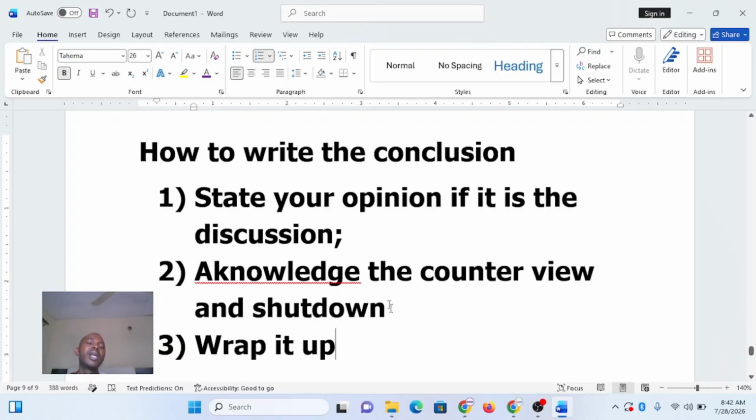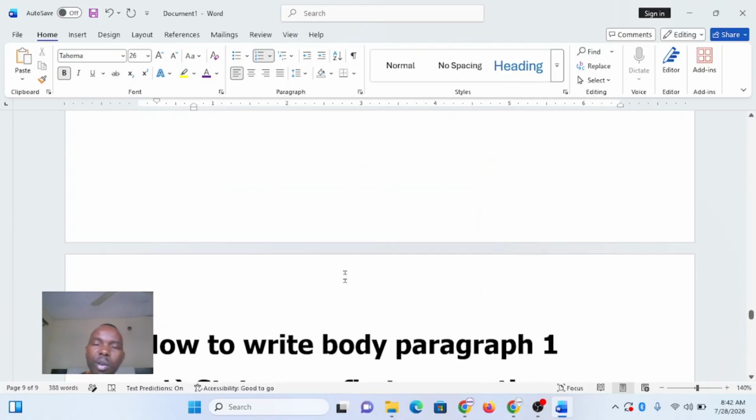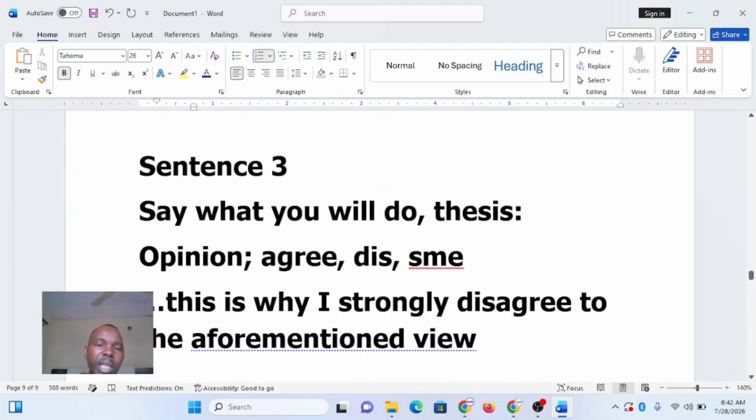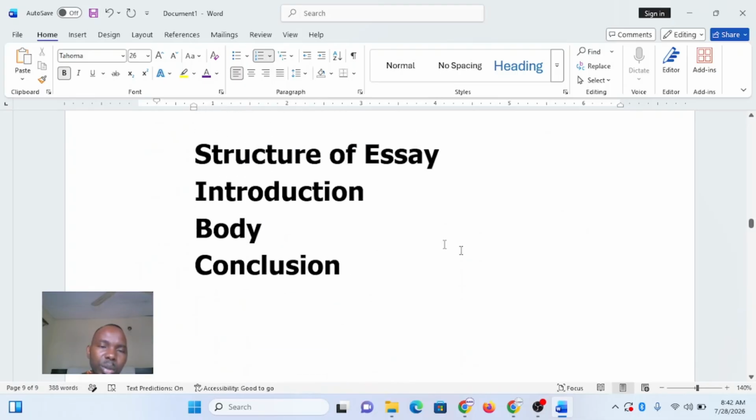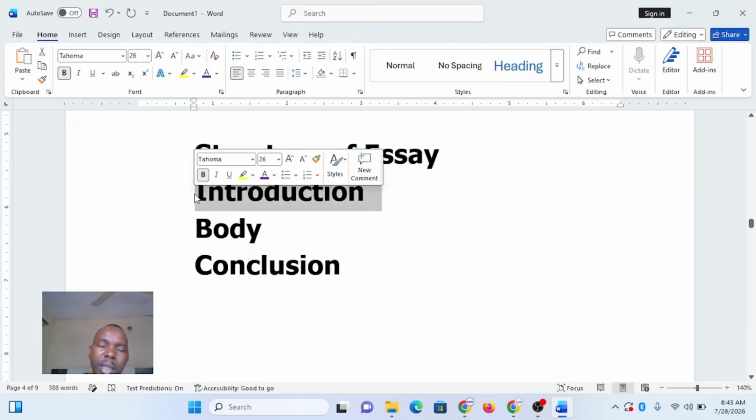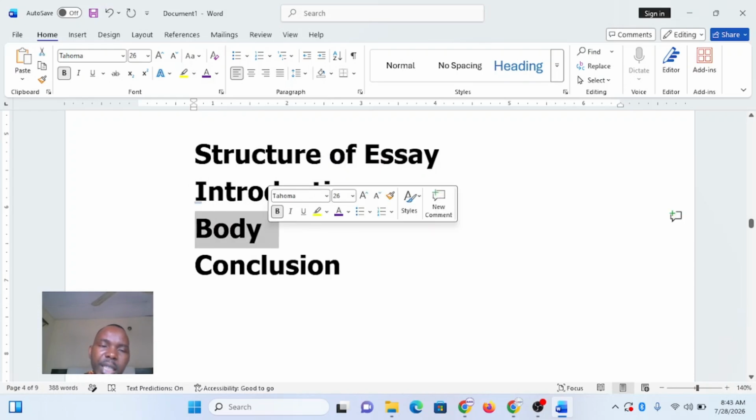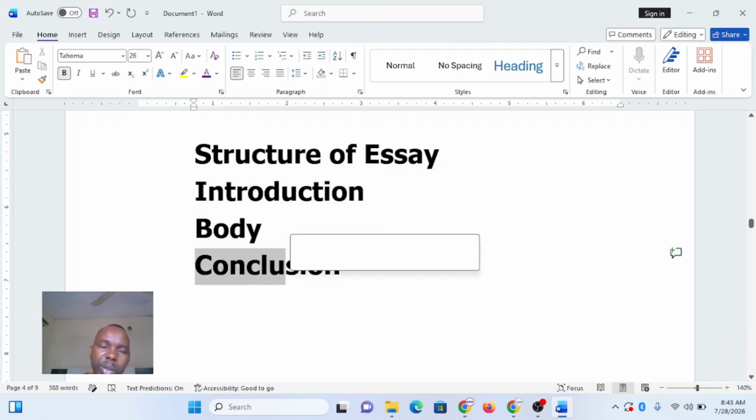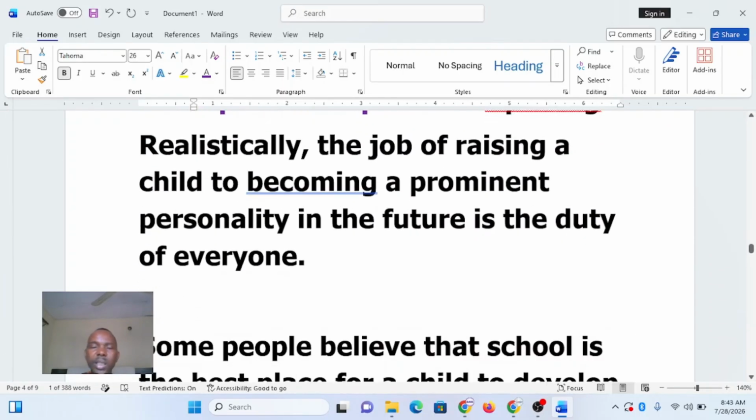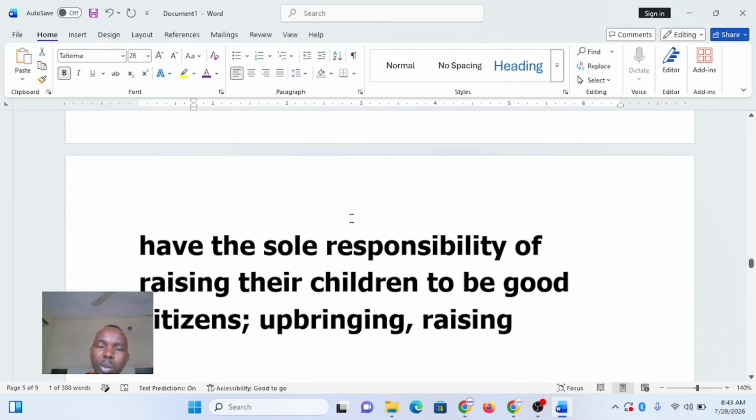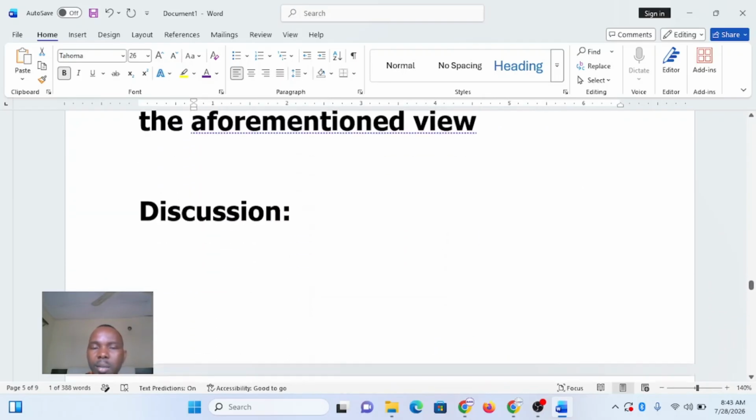So this is the structure of essay writing. The essay will have three structures or three compartments. The first is the introduction. This is where you convince the examiner that you understood what they have asked you to do. The body is where you defend your stand. The conclusion is where you wrap up everything you have said. And this is the information you need about essay writing.